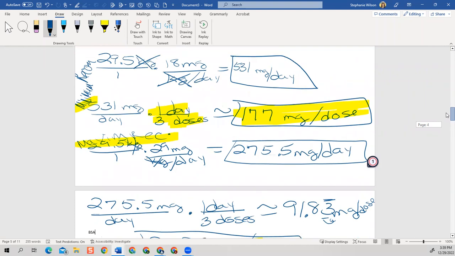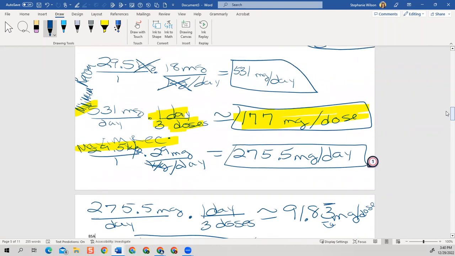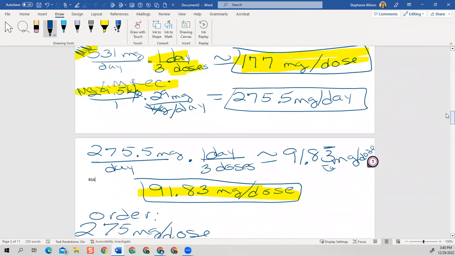So what we need to do is recheck our math because our minimum is larger than our maximum. So something doesn't look right. Let's check our math right quick, guys. So I said 531 divided by 3. It says 177. We have 275.5. Oh, okay. So if you caught this, good for you.